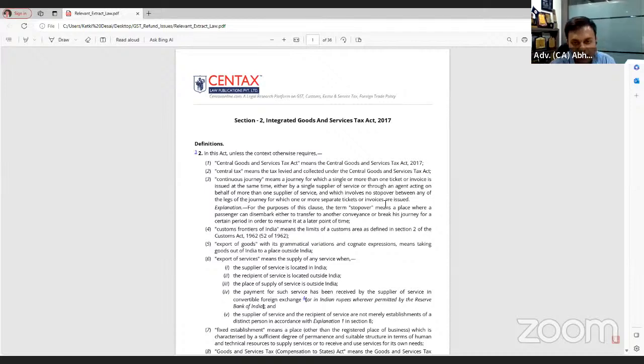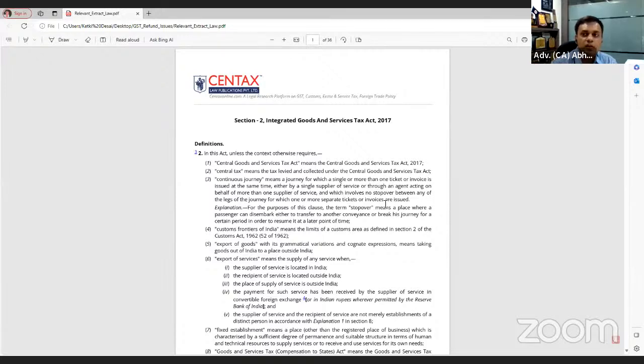There is a fourth condition also attached to the definition of export of services, unlike the definition of export of goods, which says that the payment for such services should have been received by the supplier of service, either in convertible foreign exchange or even in Indian rupees, whenever RBI permits the realization in such manner. And there is a fifth condition also attached to this definition, which says that the supplier and the recipient should not be establishments of a distinct person. In other words, supplier and recipient should be separate legal entities. They should not be mere establishments of the same legal entity or the same distinct person.